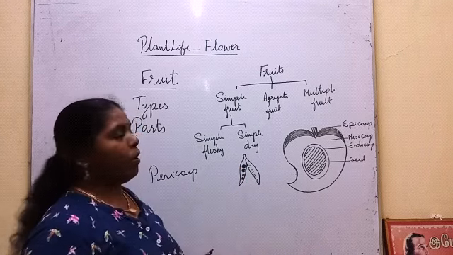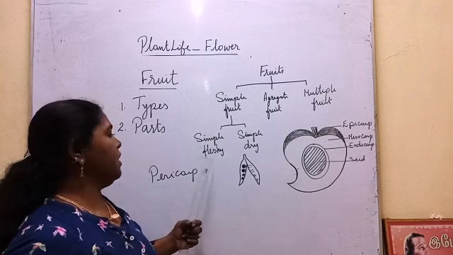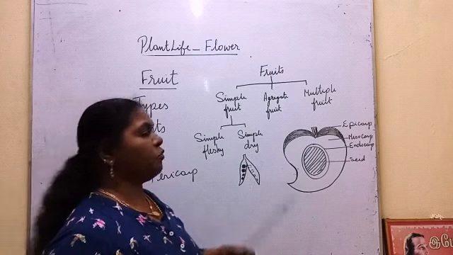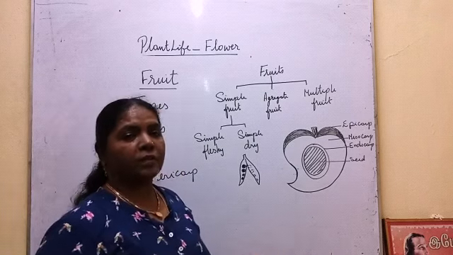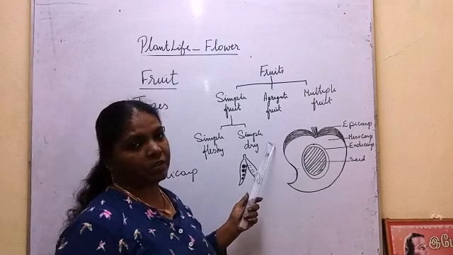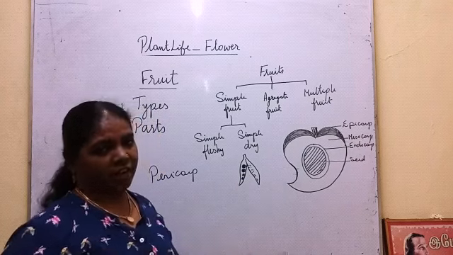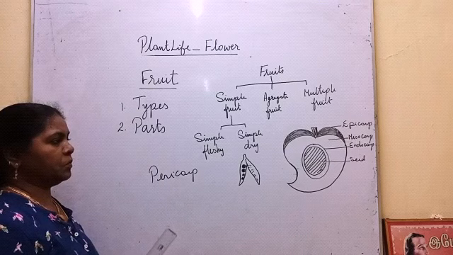Tomato, mango, apple, all these come under simple fleshy fruits. Then dry fruits: beans, peas, lady's finger, nuts, all these come under simple dry fruits. Here the pericarp is dry, it is not fleshy. Okay, next we are going to see the parts of the fruit.